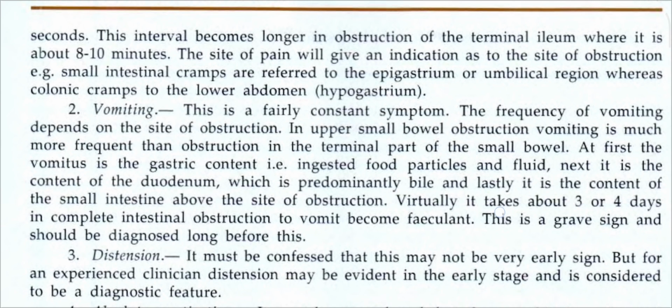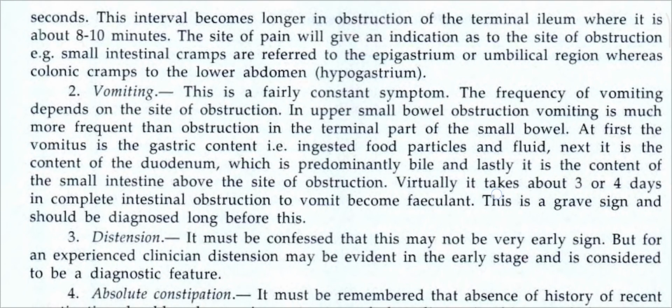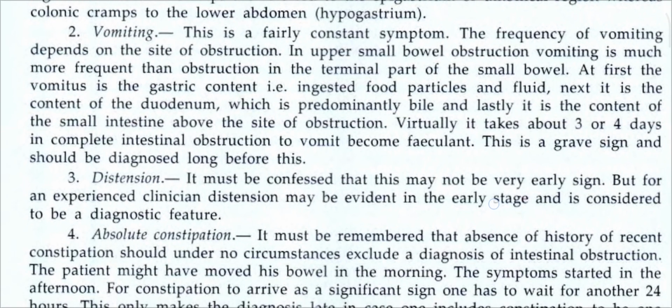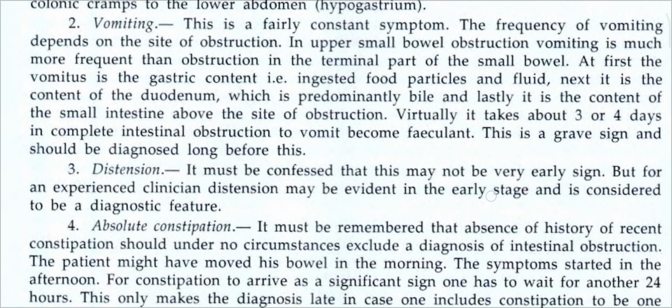For example, small intestinal cramps are referred to the epigastrium or umbilical region, whereas colonic cramps are referred to the lower abdomen, hypogastrium. Vomiting is a fairly constant symptom. The frequency of vomiting depends on the site of the obstruction. In upper small bowel obstruction, vomiting is much more frequent than in obstruction of the terminal part of the small bowel.